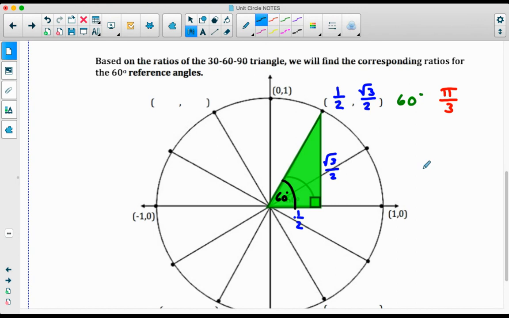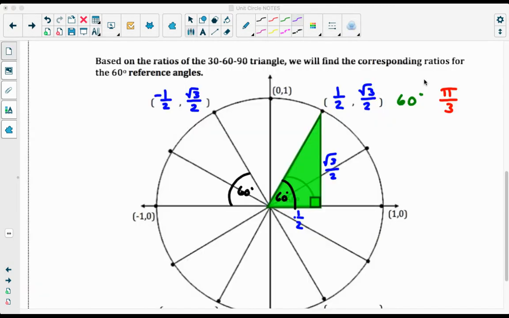Moving into quadrant 2, not drawing a triangle, but I will label out where the 60-degree reference angle is. If our coordinate is 1/2, root 3 over 2, it is the same in quadrant 2. However, because we've gone in the negative x direction, our negative will be on the x of 1/2, and our y value, root 3 over 2, will remain for the y. Moving on to our angles. Our angle in quadrant 2 will be 120 degrees. And in terms of radians, that angle will be 2 pi over 3.